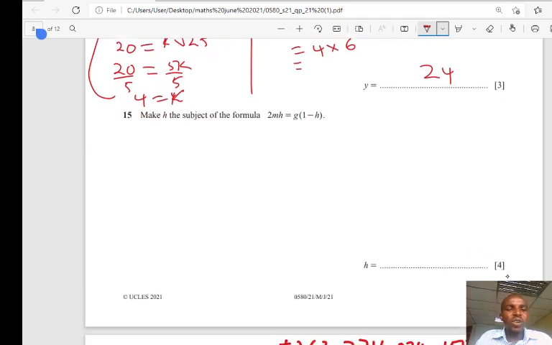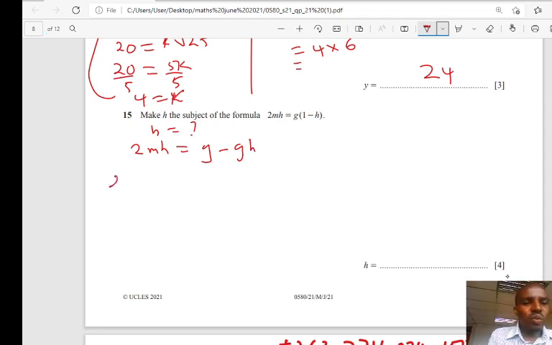Make h the subject of the formula. It's supposed to be h is equal to something. Right, first thing, remove the brackets. 2mh is equal to g times 1 is g. G times h is minus gh. Now collect terms with h. It will be 2mh plus gh is equal to g.